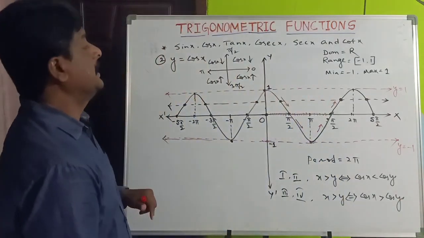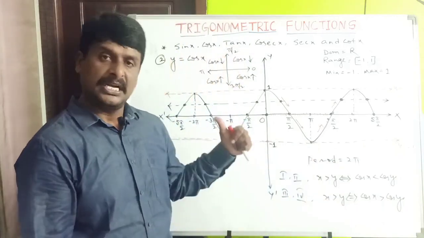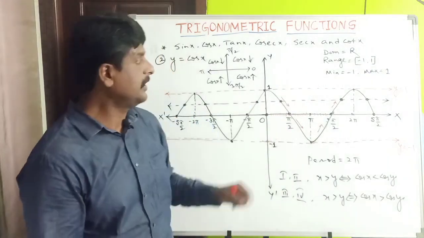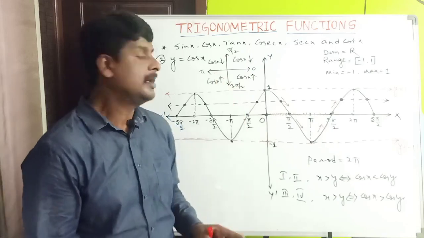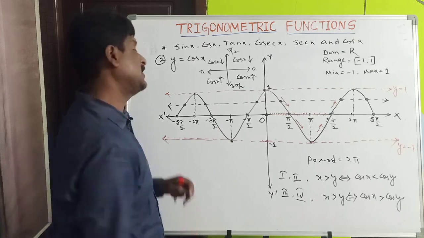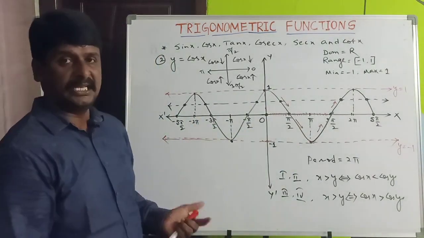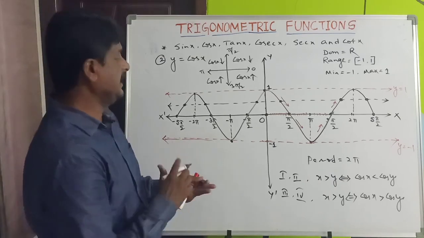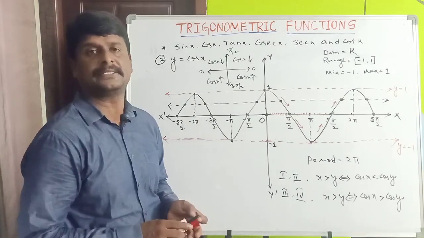Observe that it is a periodic function with period 2 pi. It is continuous everywhere, differentiable everywhere, and the range is -1 to 1, maximum value +1, minimum value -1. It is neither increasing nor decreasing overall. Partially, it is decreasing in the first and second quadrants, and increasing in the third and fourth quadrants. Okay, so this is about the cos x graph and its properties.